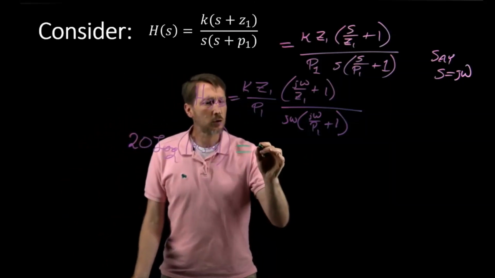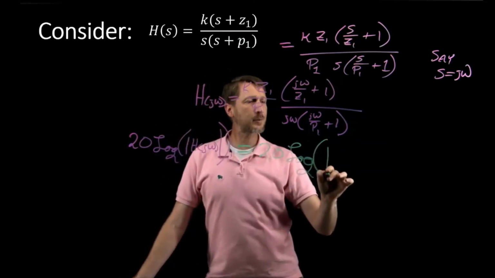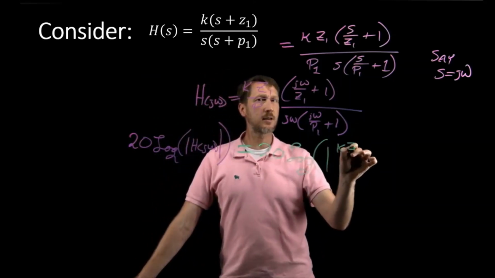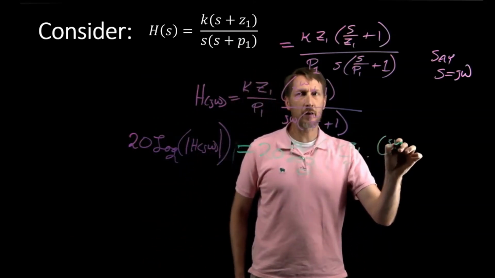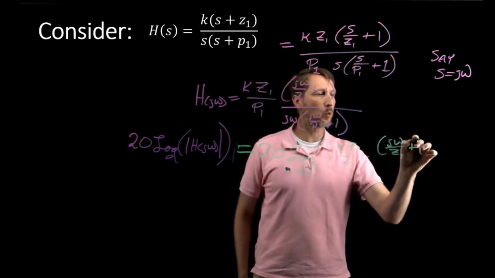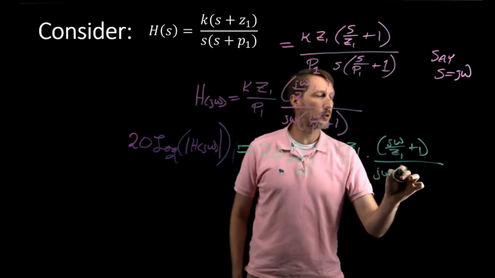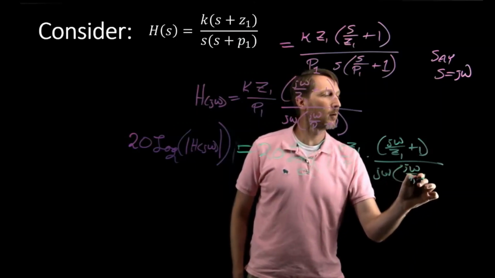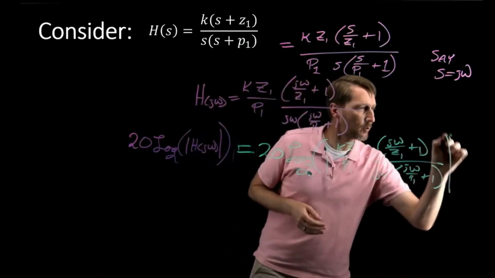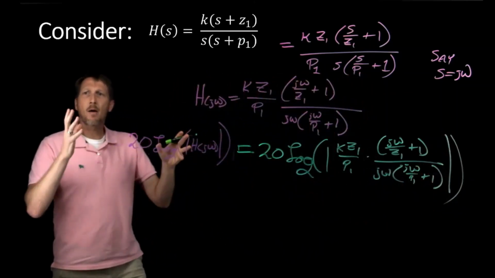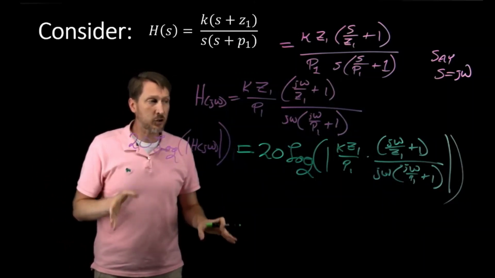That's going to be equal to 20 log of the absolute value of K Z1 divided by P1 times J omega divided by Z1 plus 1 divided by J omega times the quantity J omega divided by P1 plus 1. So this is what we're going to look at, the absolute value of this entire term. Now, this might look messy when we start out with it, but here's where the big simplification comes in.